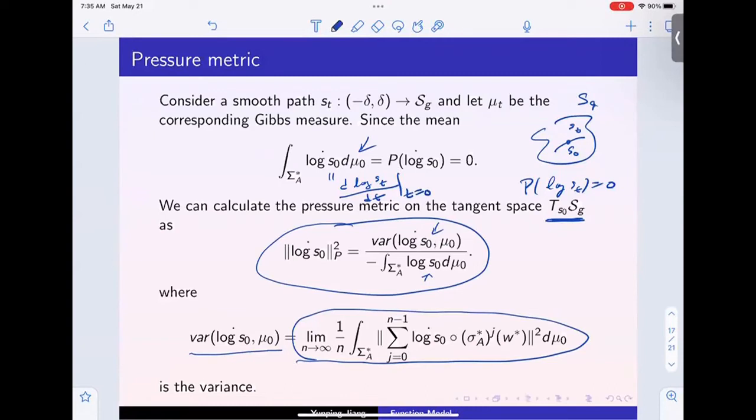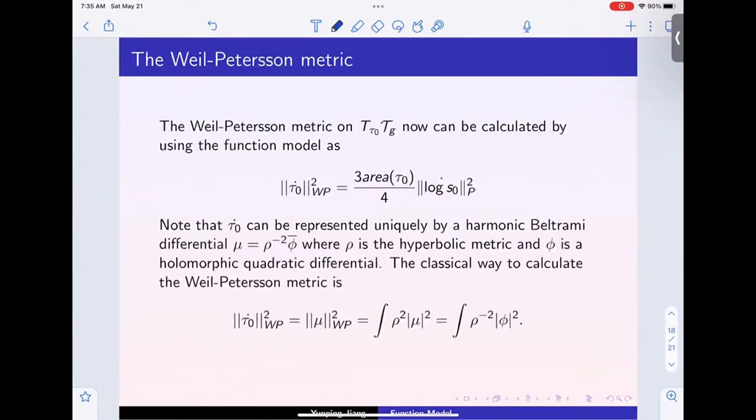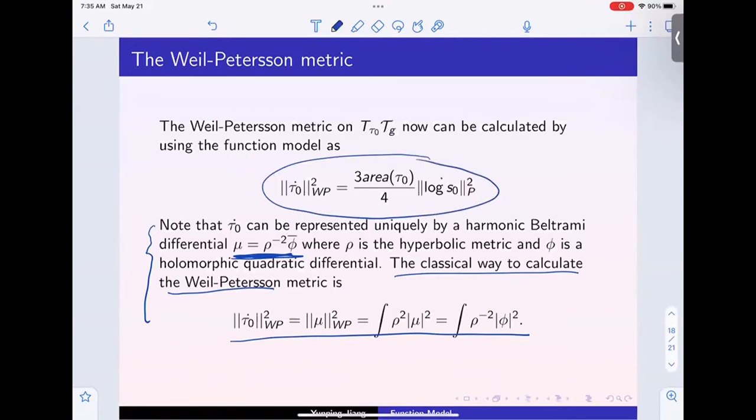So now what is good about this pressure metric? The pressure metric has a very good connection with the so-called Weil-Petersson metric on the Teichmüller space. Classically, you define the Weil-Petersson metric using the so-called harmonic Beltrami differentials. That is the classical way to calculate it. But you can actually use this pressure metric to calculate the Weil-Petersson metric.